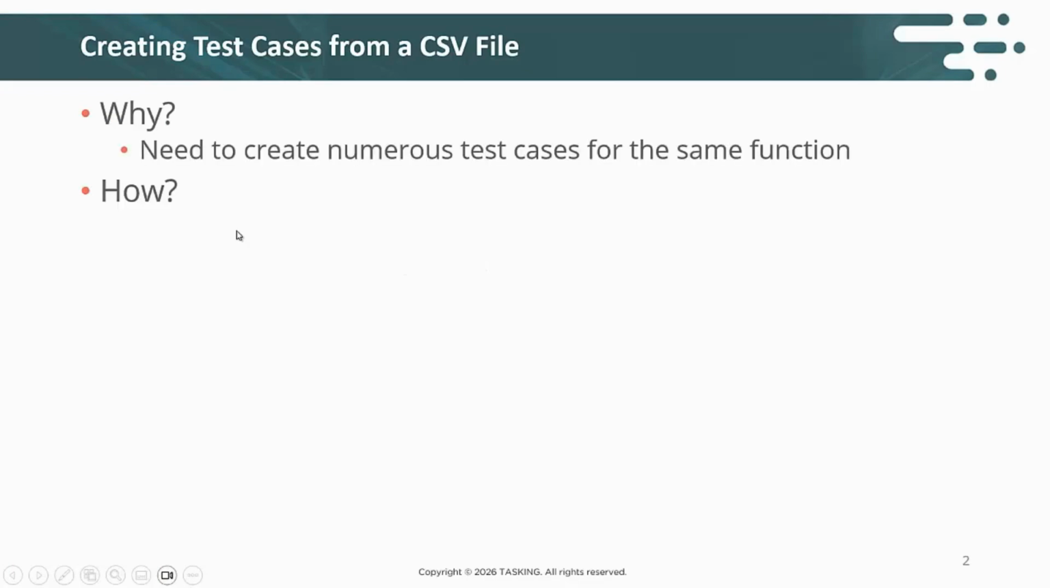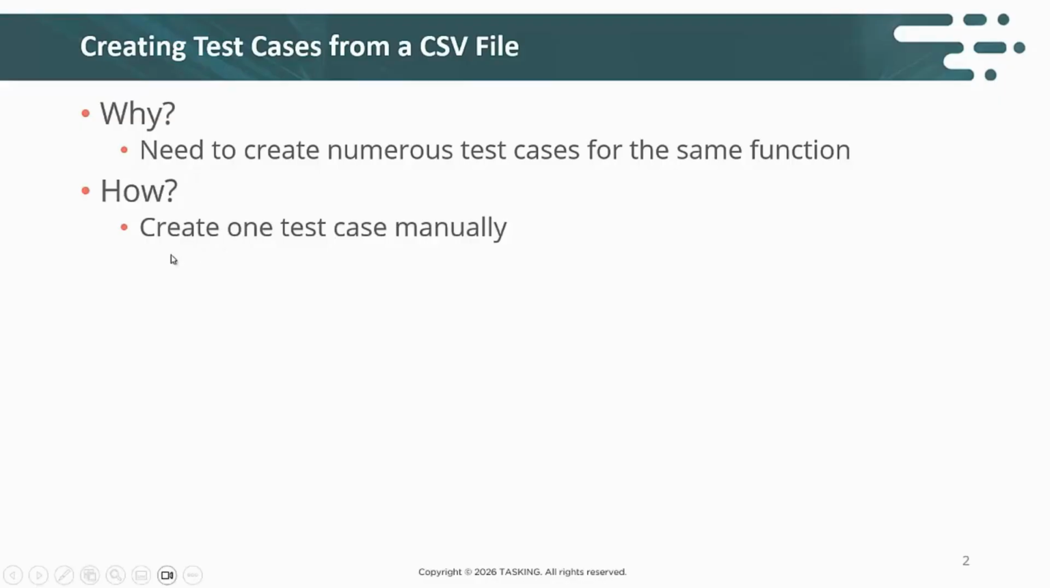Well, the why is very simple. Whenever you need to create a large number of test cases for the same function, yes, you can do that through the GUI, but it's rather tedious. If you need to create 100 test cases, then it's much simpler to basically create it from a comma-separated value file. How do we go about doing that?